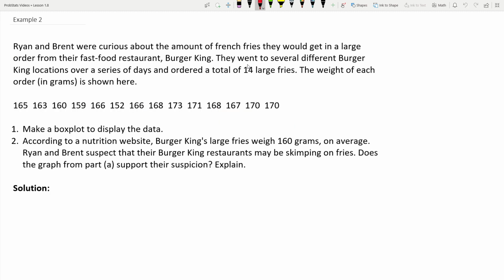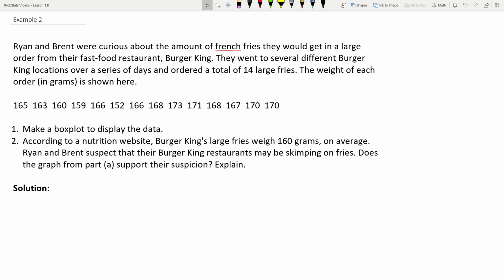So let's look at an example. Ryan and Brent were curious about the amount of French fries they would get in a large order from their fast food restaurant Burger King. They went to several different Burger King locations over a series of days and ordered a total of 14 large fries. The weight of each order in grams is shown here. Make a box plot to display the data. According to the nutrition website, Burger King's large fries weigh 160 grams on average. Ryan and Brent suspect that their Burger King restaurants may be skimping on fries. Does the graph in part A support their suspicion? Explain.